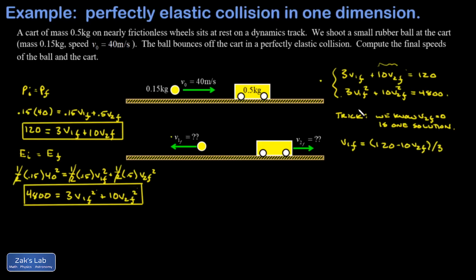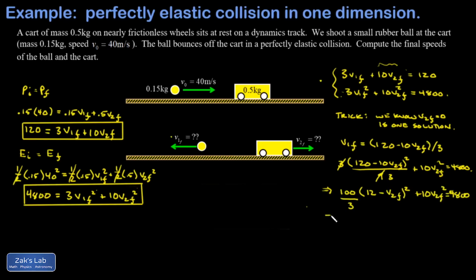And I'm going to sub that into the second equation in my system. That gives me 3 times (120 minus 10 v2 final) all squared, divided by 3 squared, or 9, plus an additional 10 v2 final squared equals 4,800. I can cancel a factor of 3 here, and I'm going to pull a 10 out of that binomial in the numerator, and when I square that, I get 100.